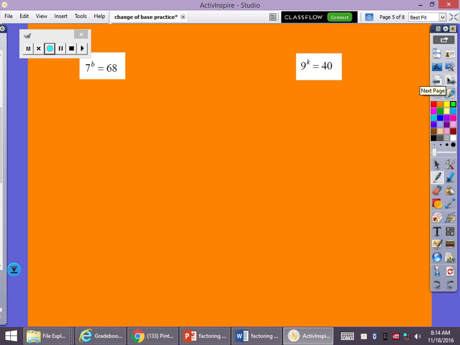Okay, so now this is more practice. 7 to the b equals 68. Change of base. What would it be, change of base? Can I do change of base yet? No, I got to rewrite it. Log base 7 of 68 equals b. Now you can do change of base. Go ahead and do it.